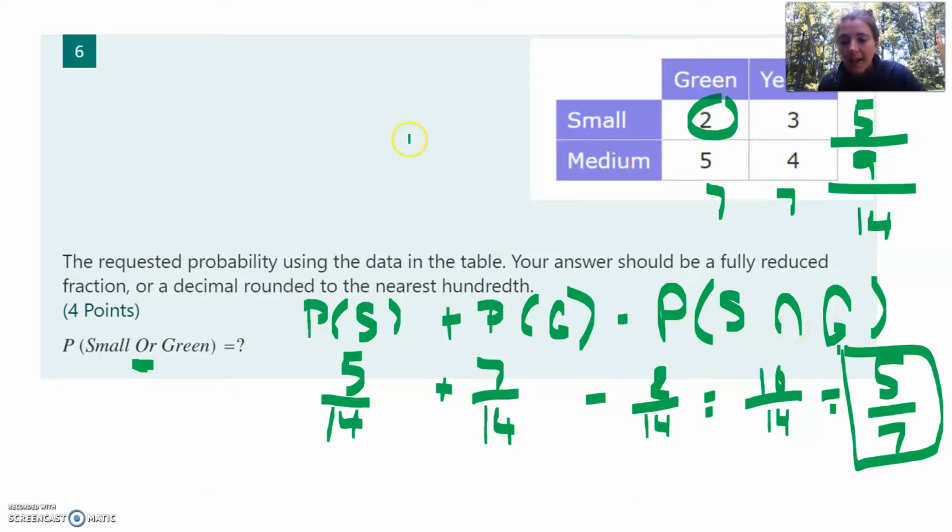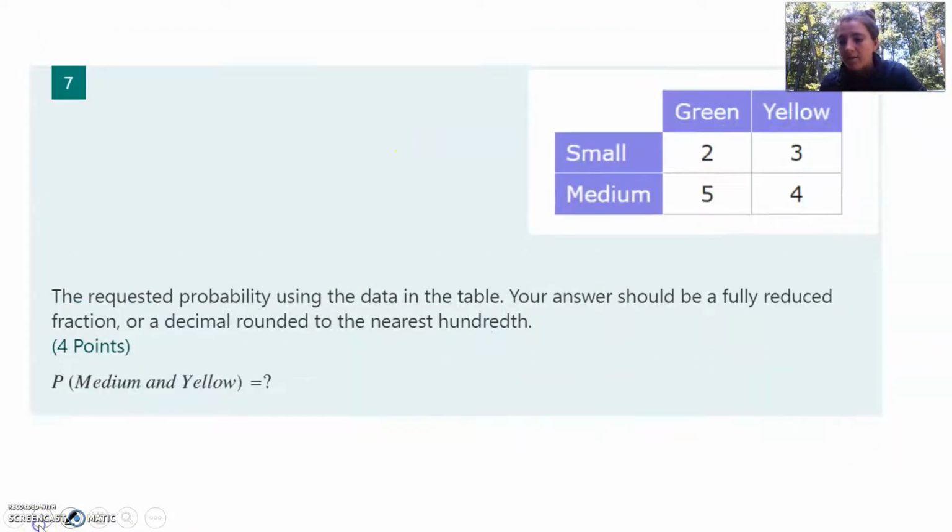All right, let's take a look at the next one. Determine the requested probability using the data in the table. Your answer should be a fully reduced fraction or decimal rounded to the hundredth.